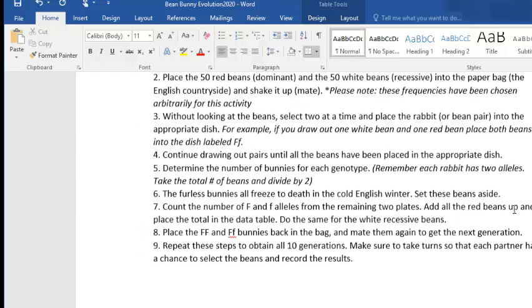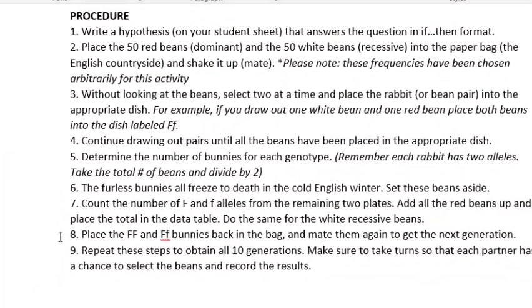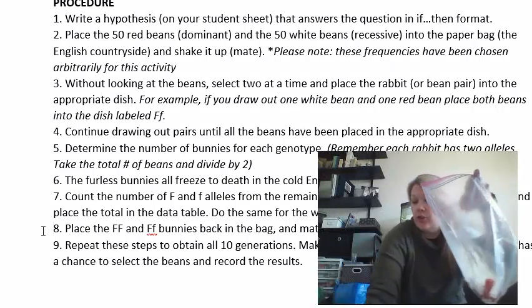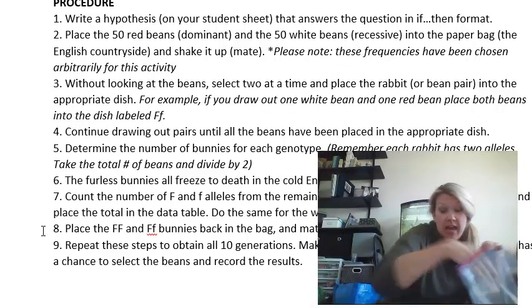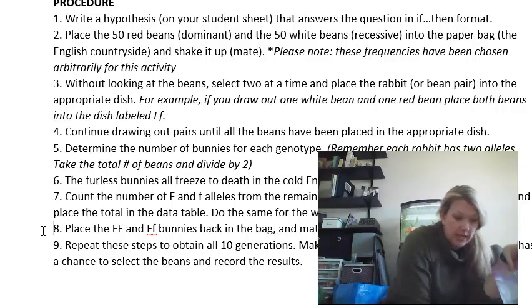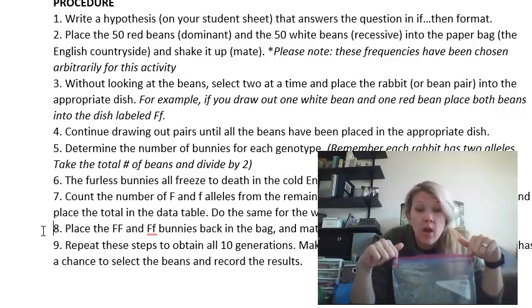Okay? And I'm going to keep going. So let's go back up to our directions. We are now at number 8. So now we're going to place all of these bunnies that are left. We're going to put them back into our English countryside here. And we're going to do the same thing again. All right. So after I place all my bunnies back into the English countryside, I'm going to repeat these steps to obtain all 10 generations.